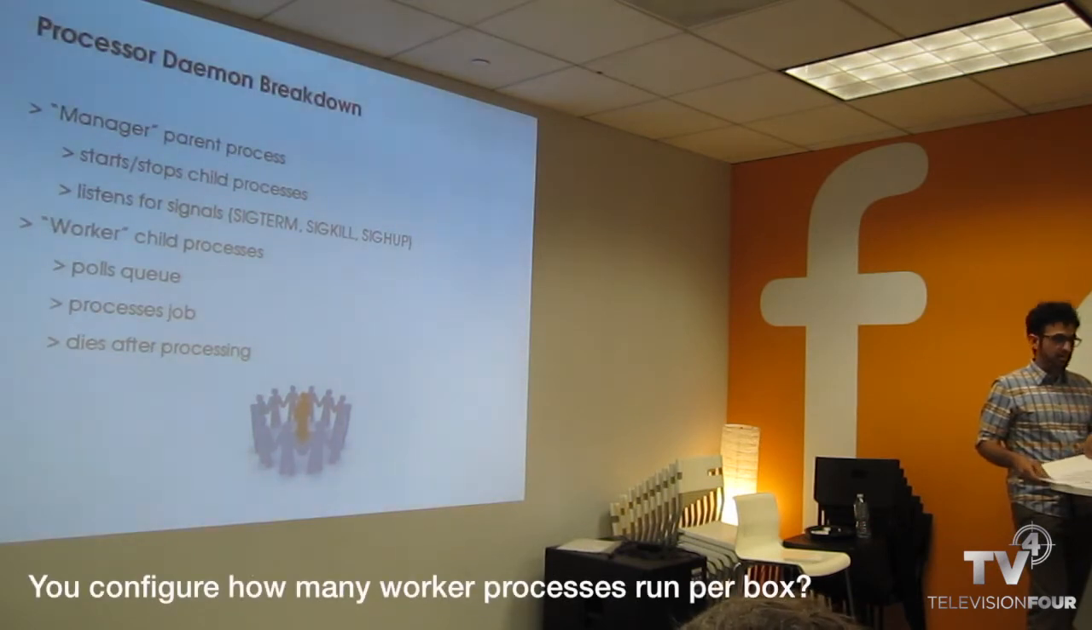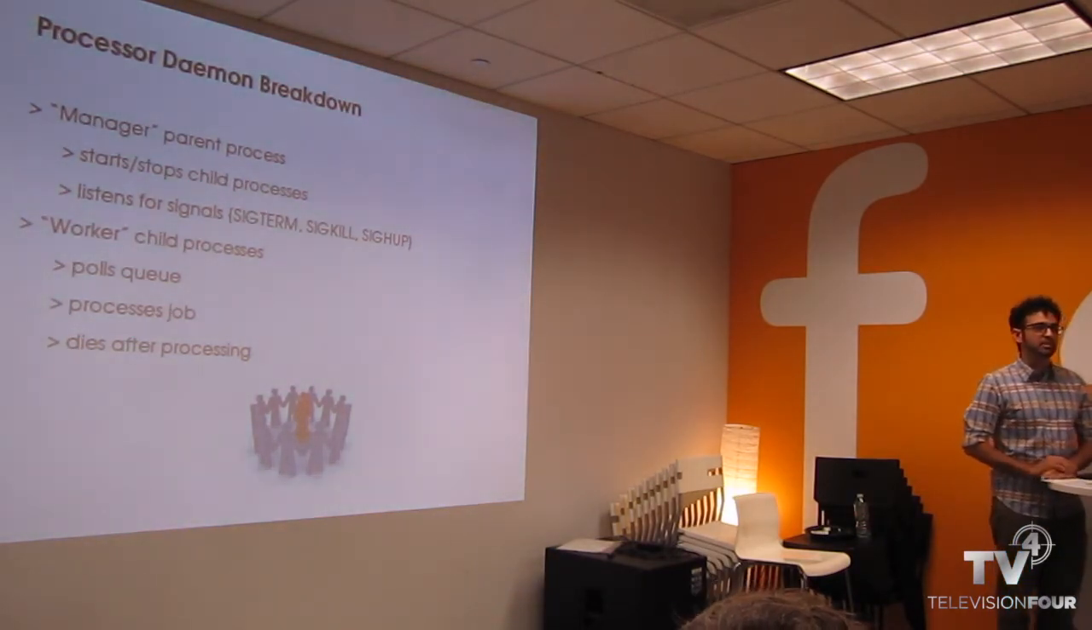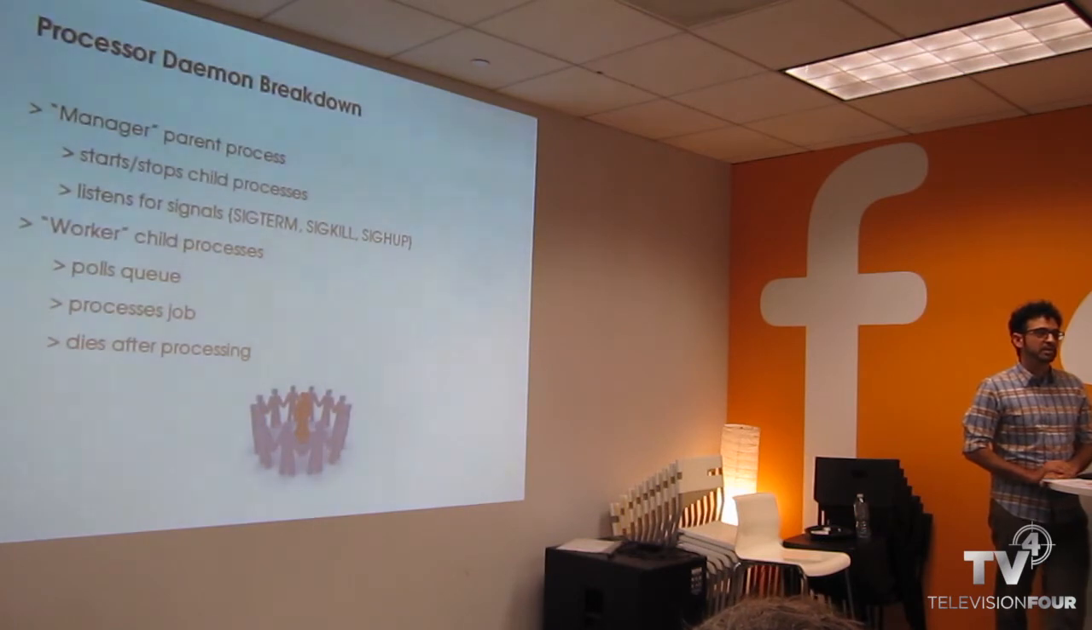You configure how many processes run per box? Yeah. So for the cron job processor, I have one per box. For video encoding, I have the number of CPUs divided by 2. For callbacks, I think I have just one per box because it's not very important.